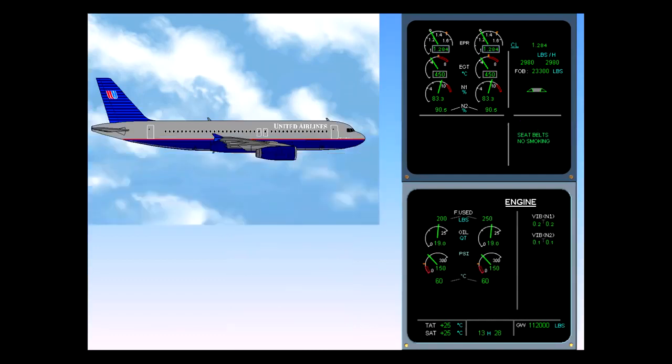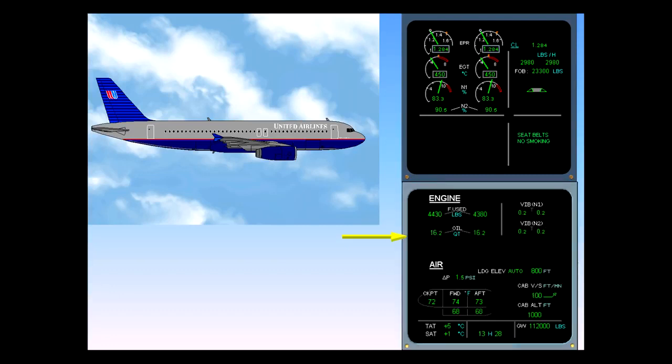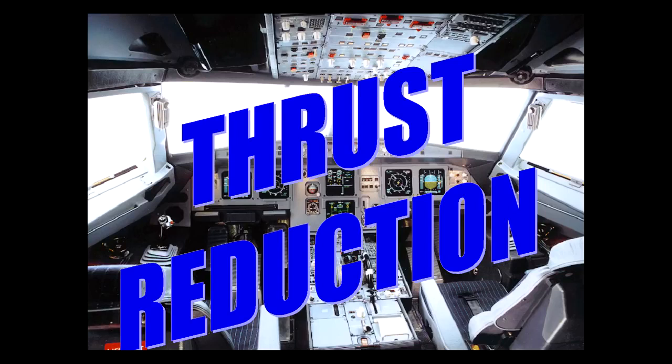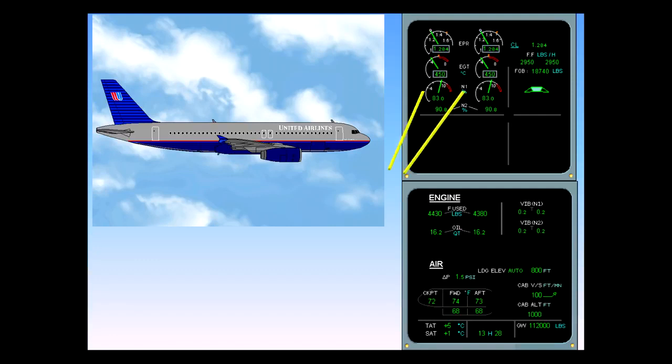At 1,500 feet above ground level, the ECAM engine page is replaced by the ECAM cruise page on the system display. The aircraft is leveling off. Watch the EPR indicators. When the EPR value changes, an EPR command arc is displayed in blue from the current EPR to the new EPR value. This arc is displayed only when auto thrust is engaged. When the new EPR value is reached, the command arc disappears. We'll look at it more closely.